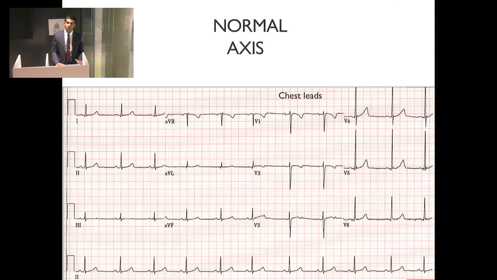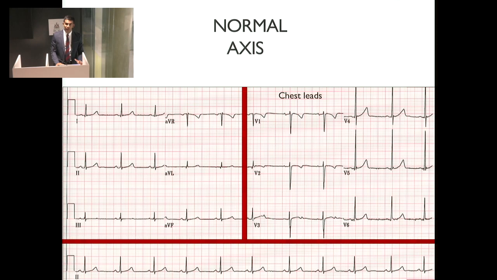Our first ECG has a normal axis, and by splitting the ECG into its constituent parts, we can further analyze the axis. On the left, the limb leads and the diagram from earlier show us that the overall cardiac vector is aligned with lead 2, so lead 2 is most positive.